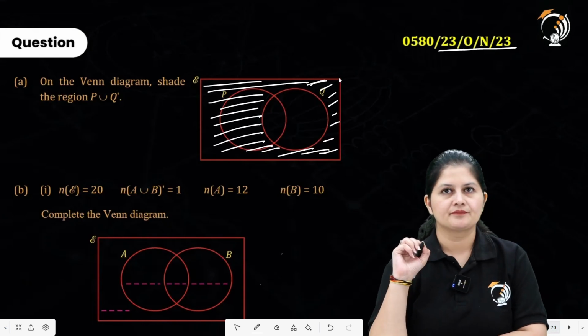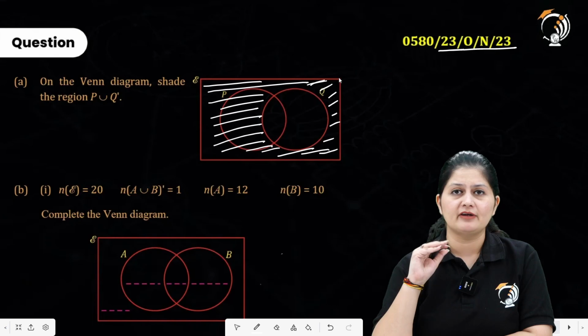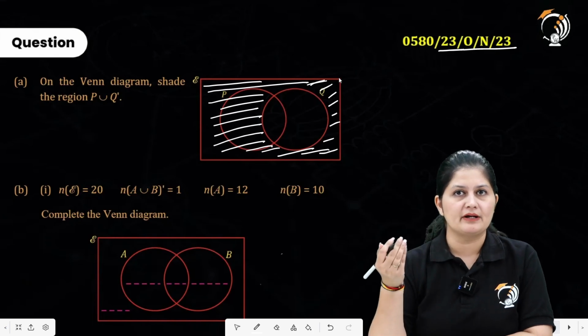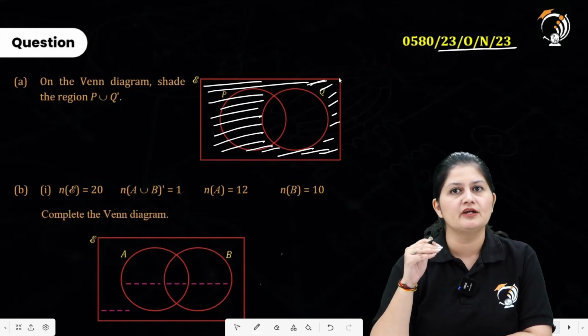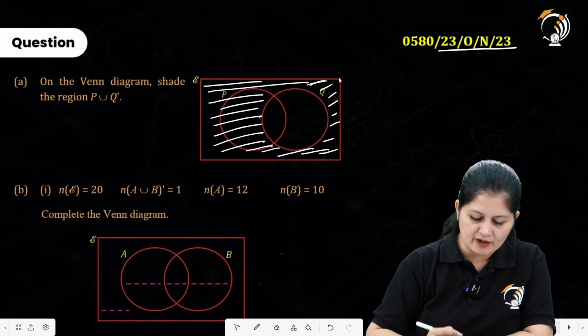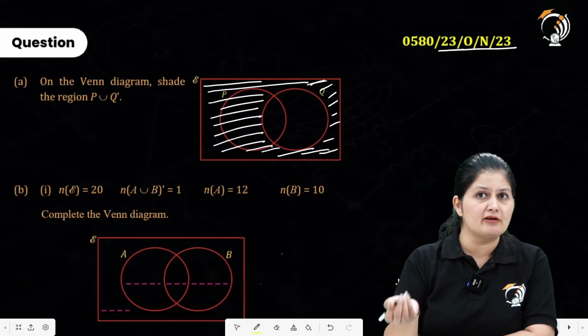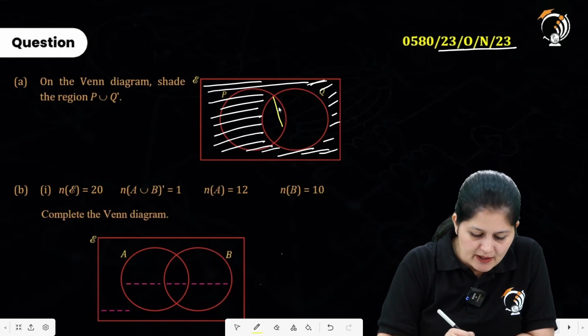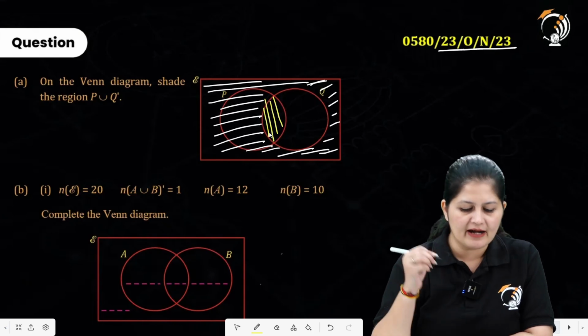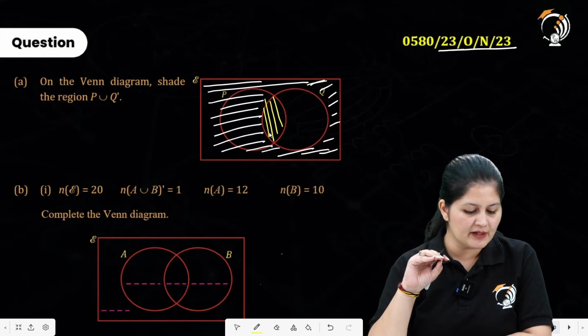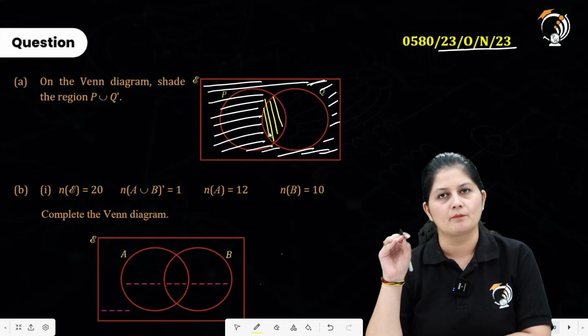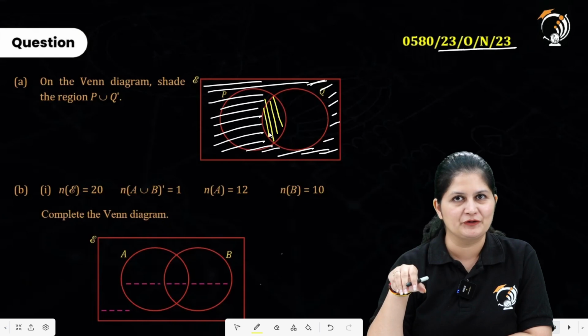Further, we need to have P union complement of Q. That means we are going to include the region of P. What is the region that we are left with here? It is the region of P, but we haven't marked it yet. So it is this particular region. So the shaded region is going to be P union Q complement, or the complement of Q.